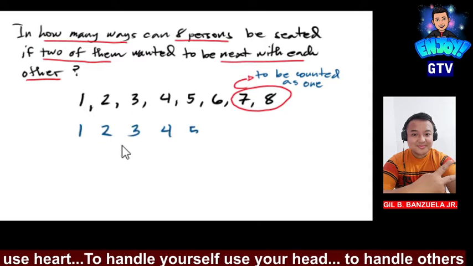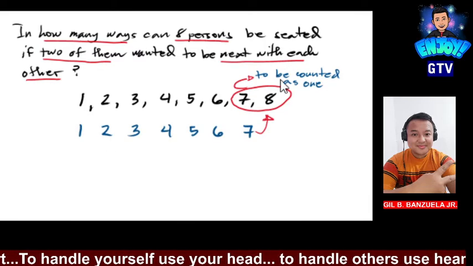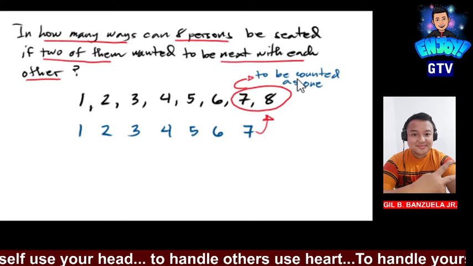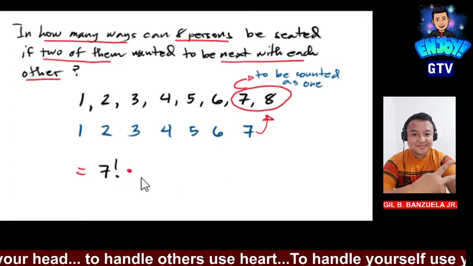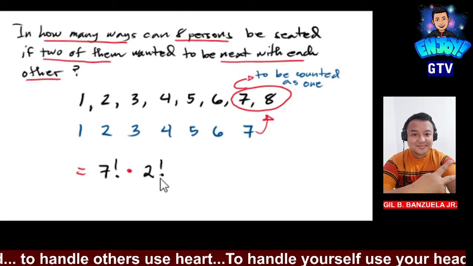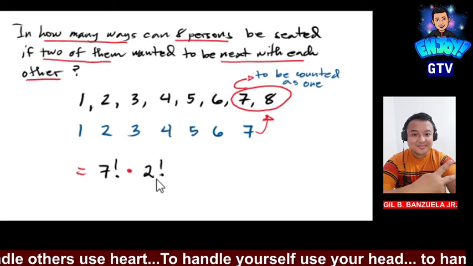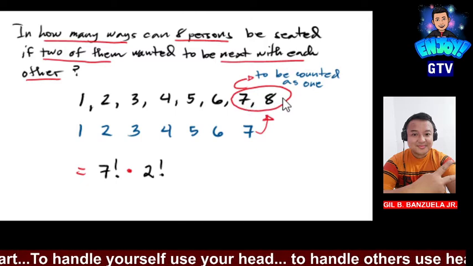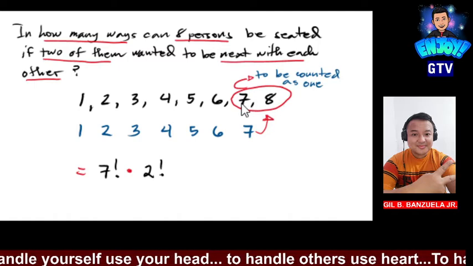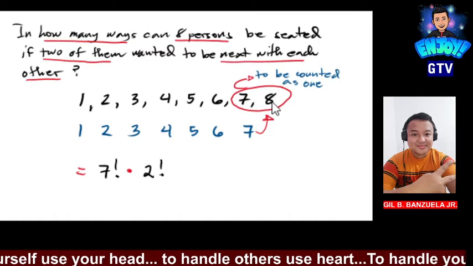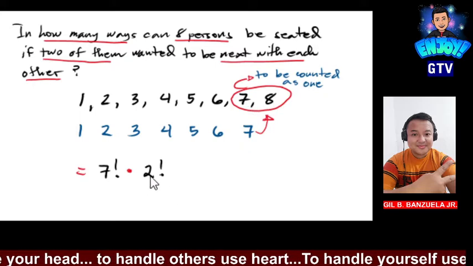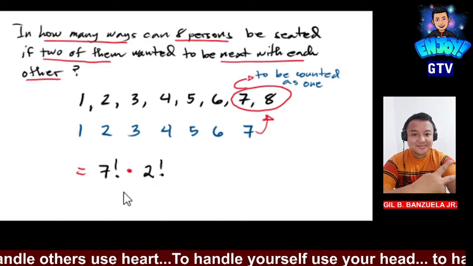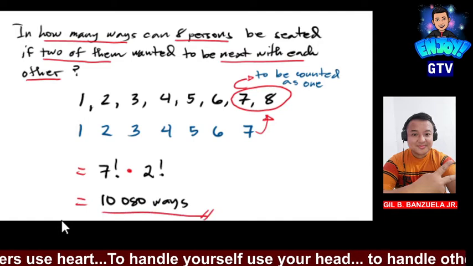So, therefore, we will arrive on this. Instead of 8, we count 7. Because we're going to count 7 and 8 as 1. So, that is equal to 7 factorial times 2 factorial. Sir, question, saan ang galing yung 2 factorial? Very good question. It came from these 2 persons who wanted to be seated with each other. Because there are 2 factorial ways to arrange 2 persons. So that's why we multiply 7 factorial times 2 factorial. And that is equal to 10,080 ways.